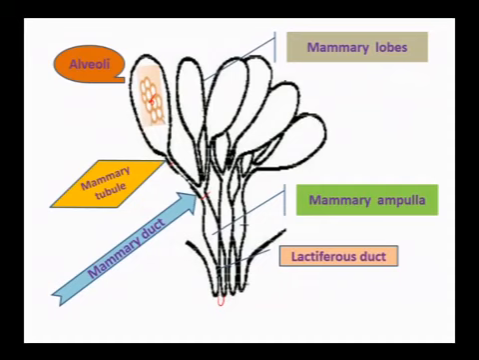Therefore, the flow or ejection of milk during breastfeeding of the child by the mother starts from mammary lobes. In mammary lobes there are milk secreting cells, which we call alveoli cells. So alveoli cells produce milk.